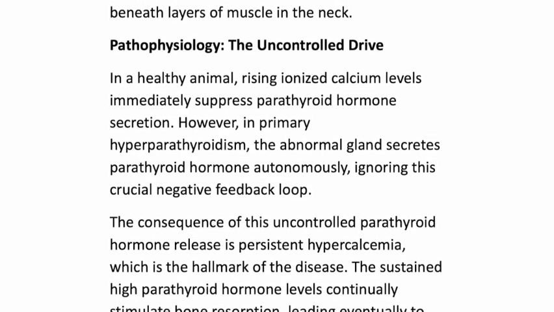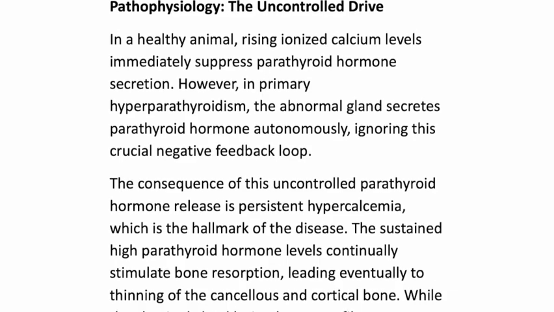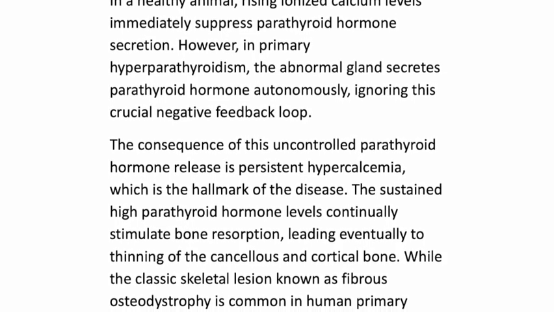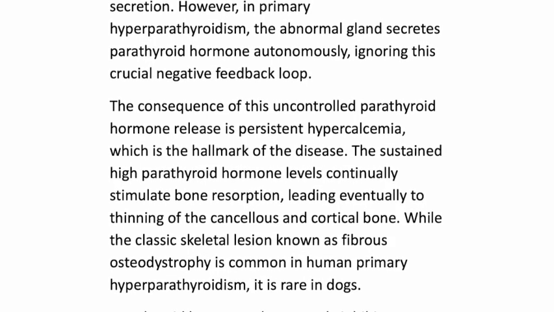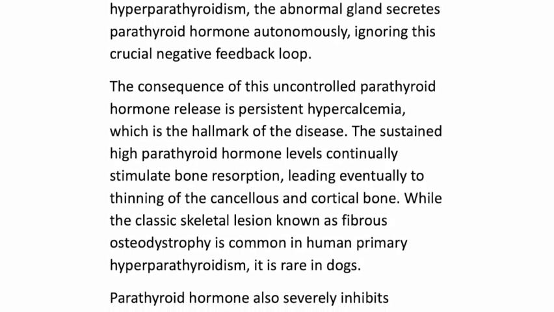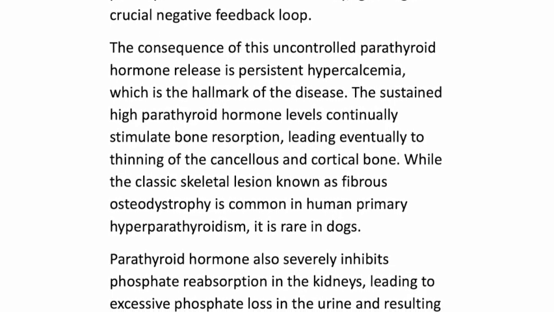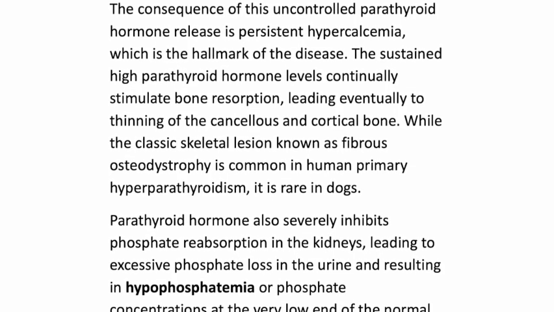Pathophysiology: the uncontrolled drive. In a healthy animal, rising ionized calcium levels immediately suppress parathyroid hormone secretion. However, in primary hyperparathyroidism, the abnormal gland secretes parathyroid hormone autonomously, ignoring this crucial negative feedback loop. The consequence of this uncontrolled parathyroid hormone release is persistent hypercalcemia, which is the hallmark of the disease.